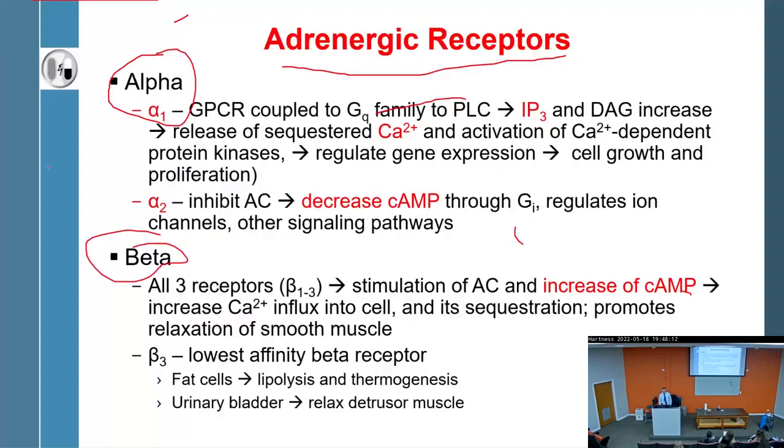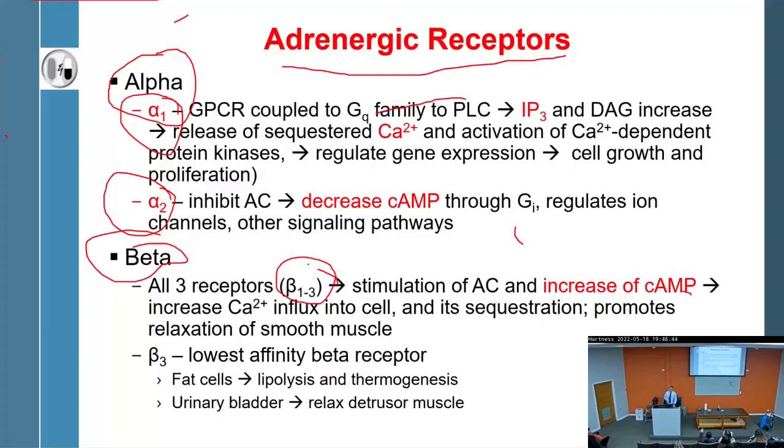You have alpha 1 and alpha 2. And then you have beta 1, beta 2, and beta 3. Okay? Alpha and betas. What is important to remember is those receptors, first, they have different locations. They are not everywhere. Okay? And that explains the function of these agonists, because some of the receptors are predominant in some tissues, where these agonists will produce the most action.